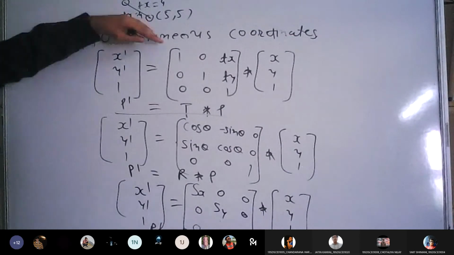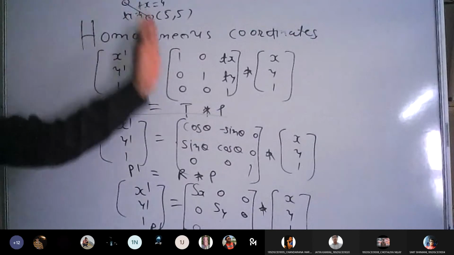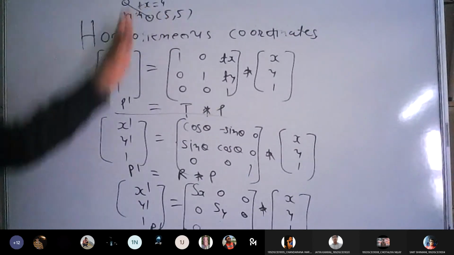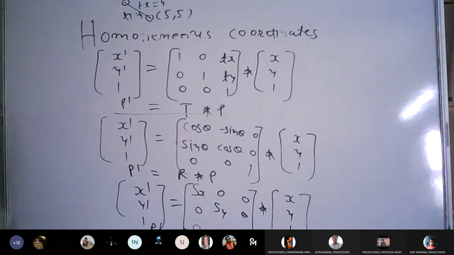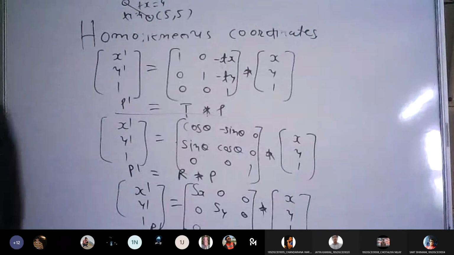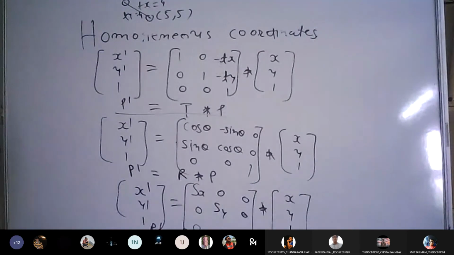First I translated it from here. Now I want the reverse translation, the inverse translation. So what do I have to do? As many pixels as I added, I have to subtract the same amount. So if I replace tx with minus tx and ty with minus ty, this is known as inverse translation. Are you getting this? Yes, sir. Tx and ty will be replaced with minus tx and minus ty.